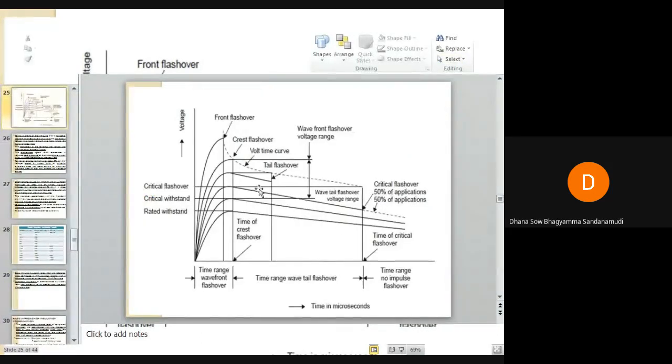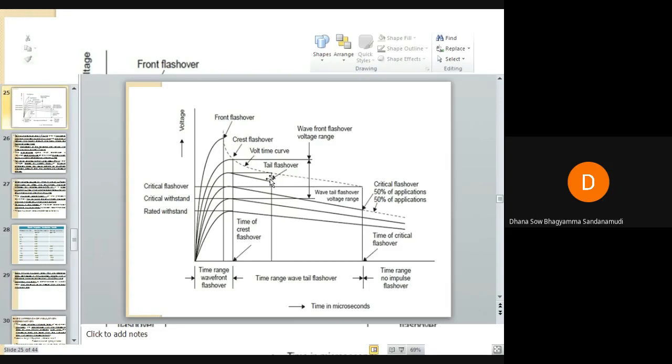Okay, now. So this is my tail flashover point. From the tail flashover point, I have drawn a vertical line. From the crest of that waveform, I have drawn a horizontal line. They will both meet at this point. So I'm joining this dotted line up to here. Okay. I hope you all are carefully listening and looking at the screen.